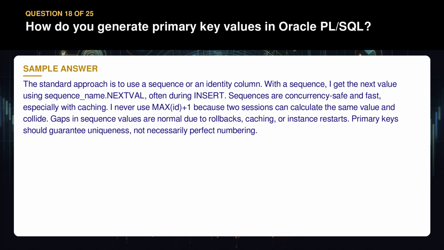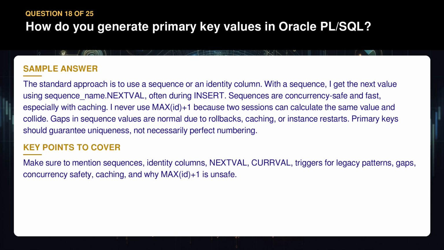The standard approach is to use a sequence or an identity column. With a sequence, I get the next value using sequence_name.NEXTVAL, often during insert. Sequences are concurrency safe and fast, especially with caching. I never use MAX(ID)+1 because two sessions can calculate the same value and collide. Gaps in sequence values are normal due to rollbacks, caching, or instance restarts. Primary keys should guarantee uniqueness, not necessarily perfect numbering.